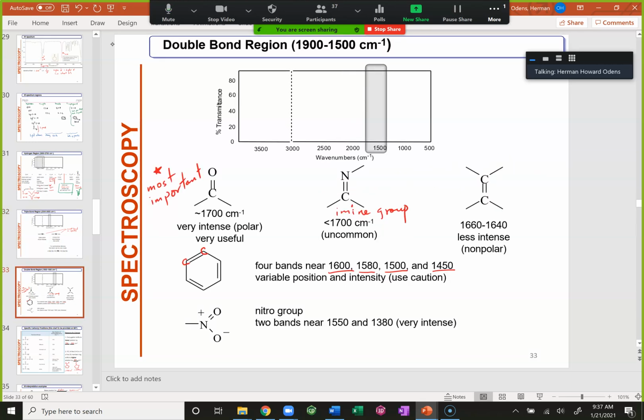All right. The next region is the double bond. So double bond. The most important is the carbonyl, which usually runs around in the 1700s.